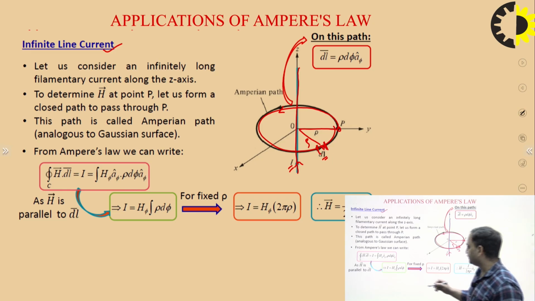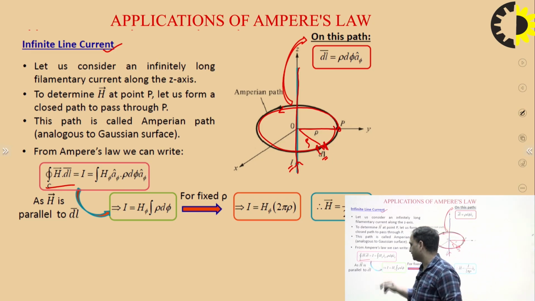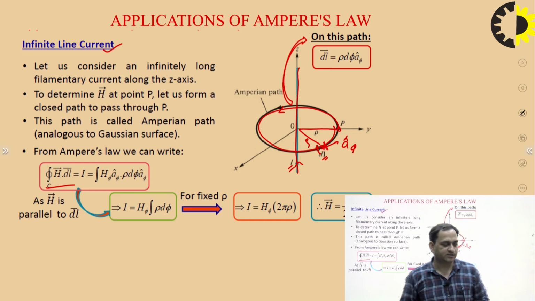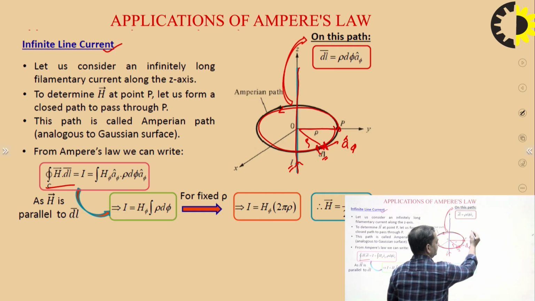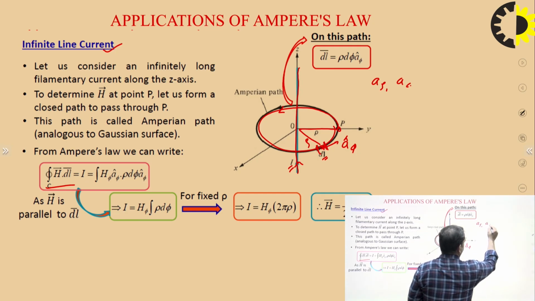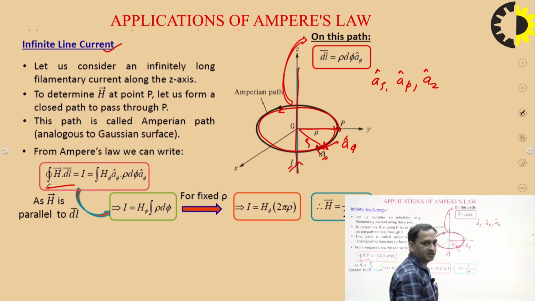When we apply Ampere's circuital law, H dot dL is equal to I. What is the direction of dL? The dL direction is tangent to this path. So this is the phi direction, the A phi direction, because in the cylindrical coordinate system we have A rho, A phi and A z. These three unit vectors are perpendicular to each other.